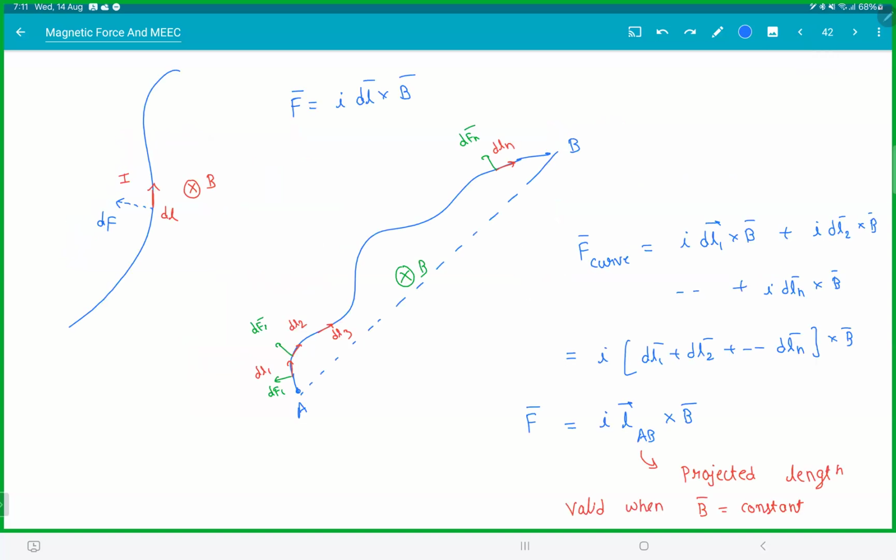Please have a look at this page. This is the second formula you learned: F is equal to I L cross B. And if B is constant, the only thing that matters is your entry point and the exit point. It doesn't matter how the current actually flows. You only need the initial and the final.